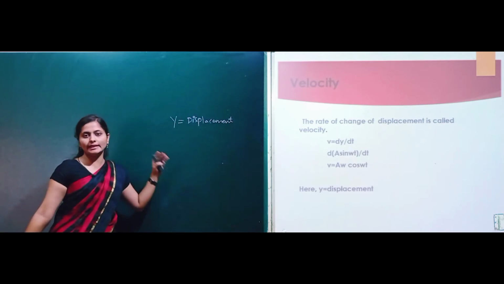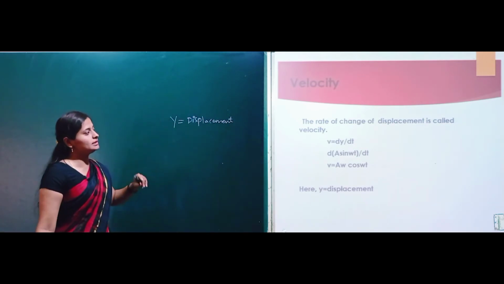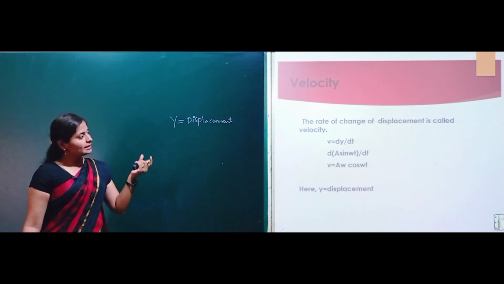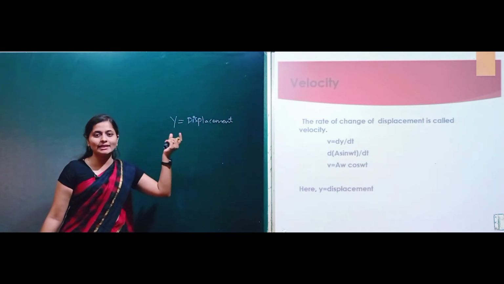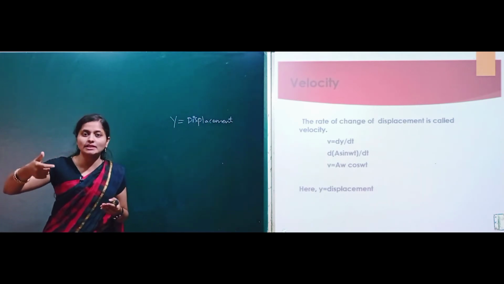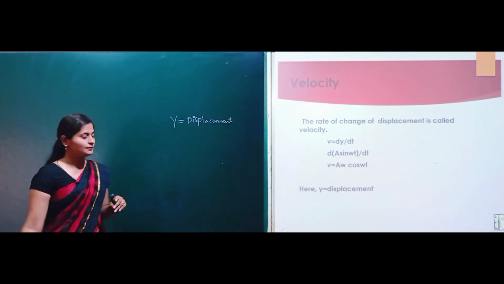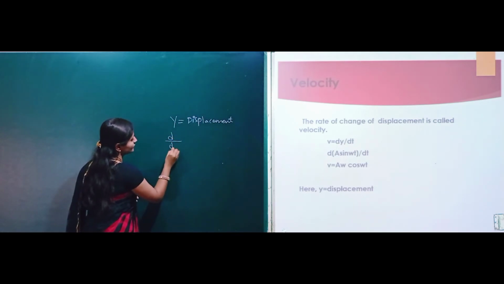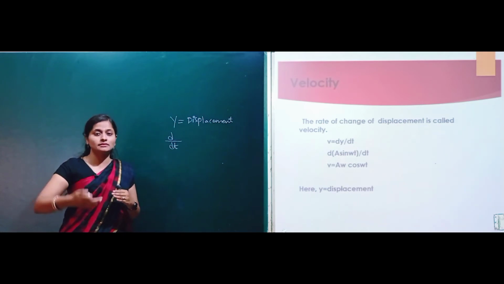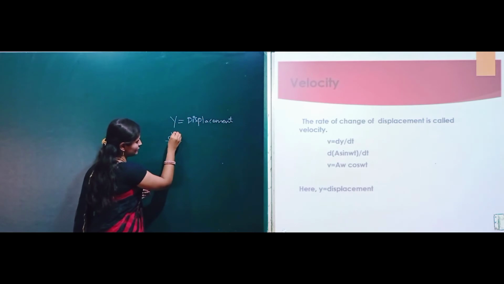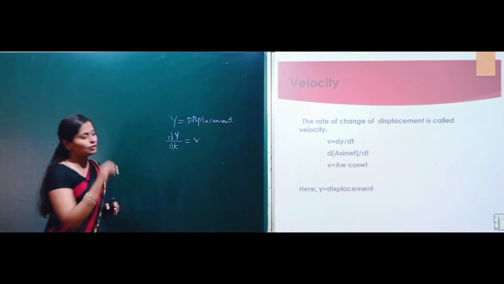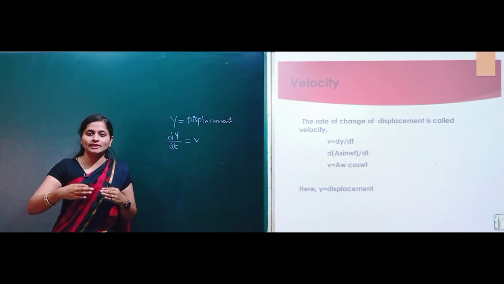Okay, the y term indicates displacement. So see here, what is the velocity? The rate of change of displacement is known as the velocity. Here the word rate indicates time. The rate of change means the change with respect to time. The rate of change of displacement is known as the velocity. So see here, d by dt is nothing but the rate of change. Which rate of change? Of displacement y. So dy by dt equal to, what are we getting? Velocity. Got it? Velocity is the rate of change of displacement.